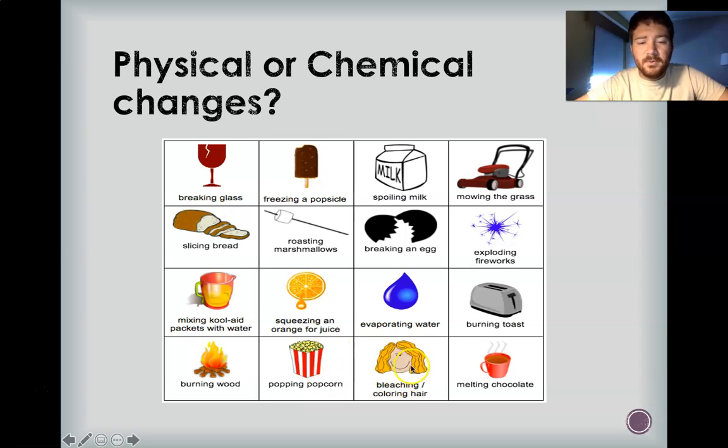I don't like this example of bleaching, coloring hair. Some say physical, some say chemical. I'm going to lean chemical here because the proteins in your hair are literally being messed up. And melting chocolate, that is physical. It is still chocolate, it's just now melted.